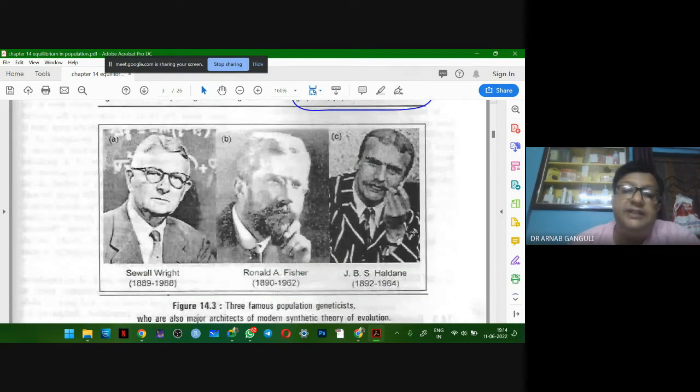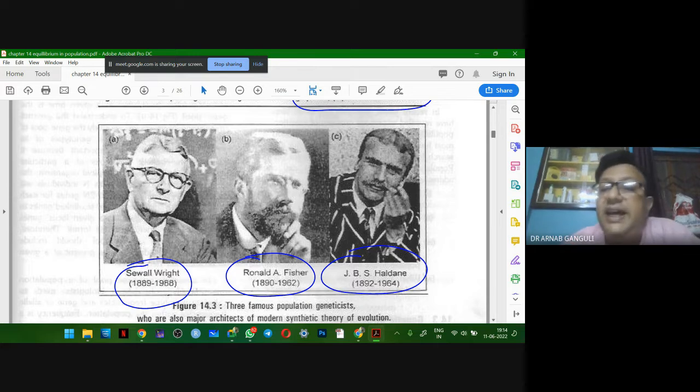Three people were the architects of this modern synthetic theory of evolution. Among them, the first was Sewall Wright. The second one was Ronald Fisher. The third one was J.B.S. Haldane. They are the famous population geneticists.